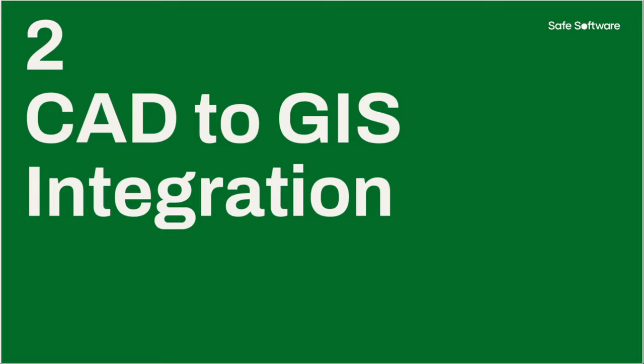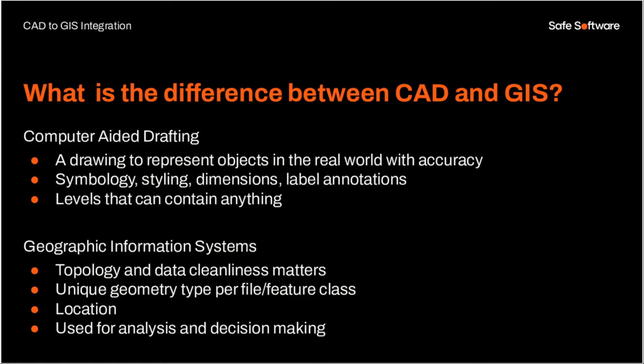So moving on to CAD to GIS. What is the difference between CAD and GIS? So CAD, if you didn't know, stands for computer-aided drafting. And a drawing represents objects in the real world with accuracy, symbology, styling, labels, and levels that can contain anything.